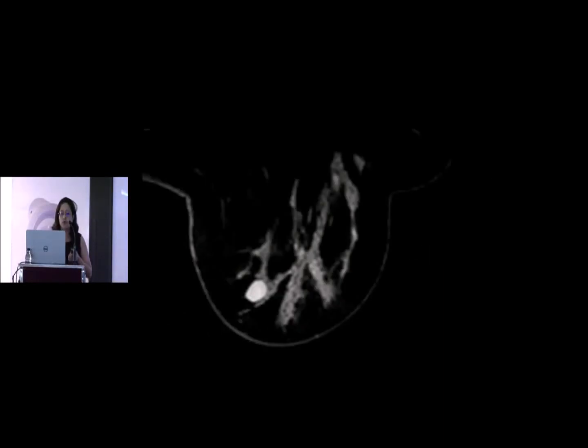This lesion: oval, circumscribed, homogeneous. So likely to be fibroadenoma. We'll look at the T2 weighted image. If it is hyperintense on T2, we'll call it fibroadenoma. I'll come to that also.